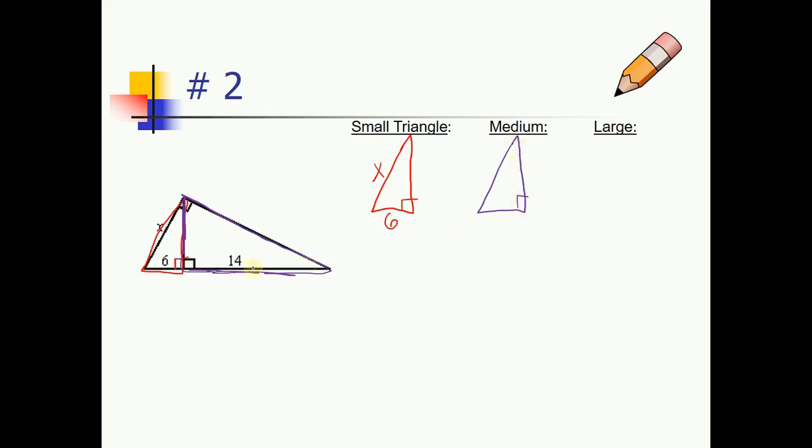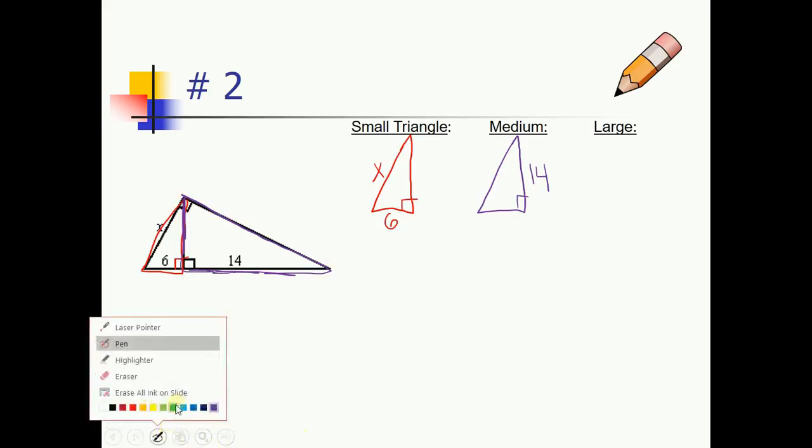Okay, I got right angle there. So it looks like I would have to rotate it to the left 90 degrees. So it looks like my longer leg would be 14. Notice, guys, though, I don't have anything on my short side, nor my hypotenuse, so we can't do anything about that.